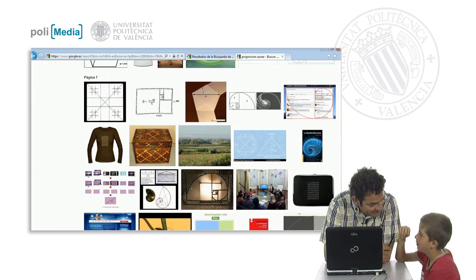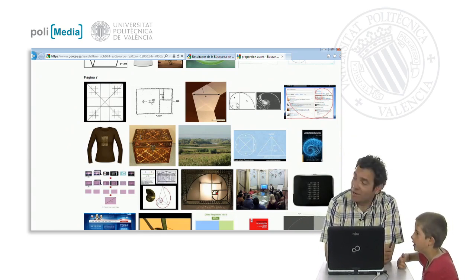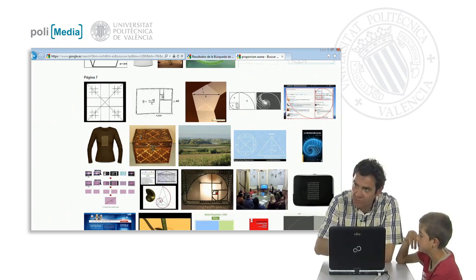One question, but is it in the Vitruvian Man as well? It will surely be there too. Very good question. Let's explore it.